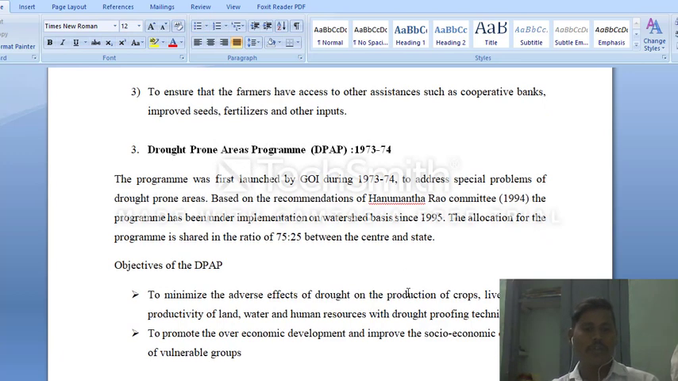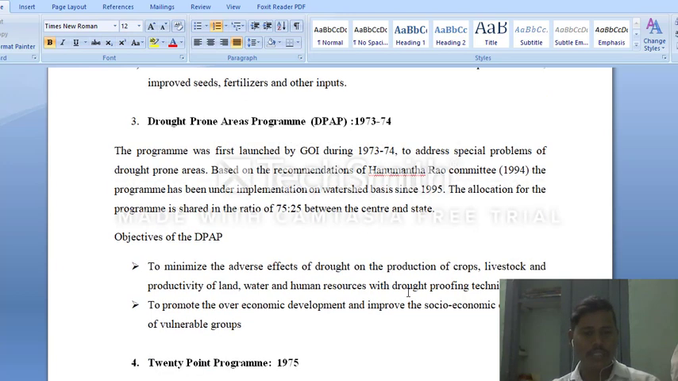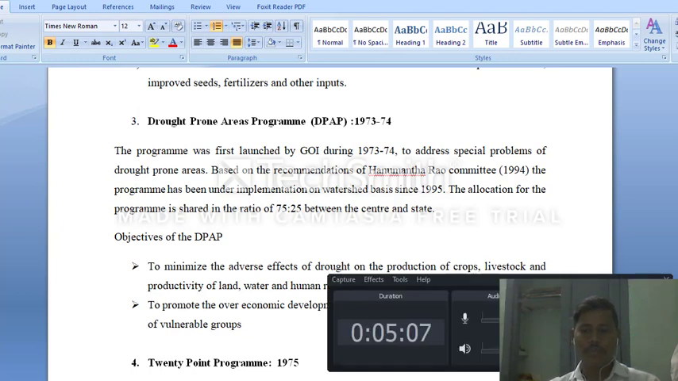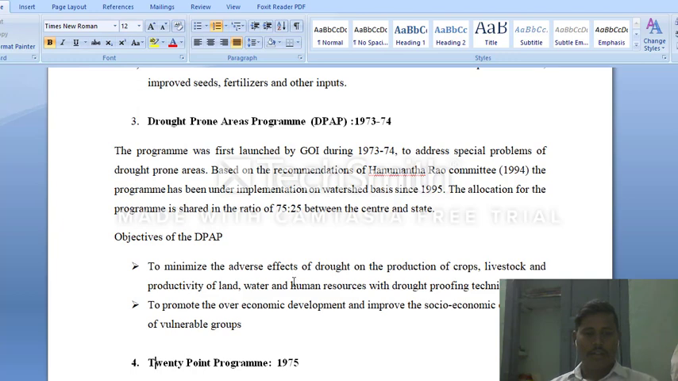Main objectives of the Drought Prone Areas Program: to minimize the adverse effects of drought on the production of crops, livestock and productivity of land, water and human resources with drought proofing techniques; and to promote the overall economic development and improve the socio-economic conditions of disadvantaged groups.